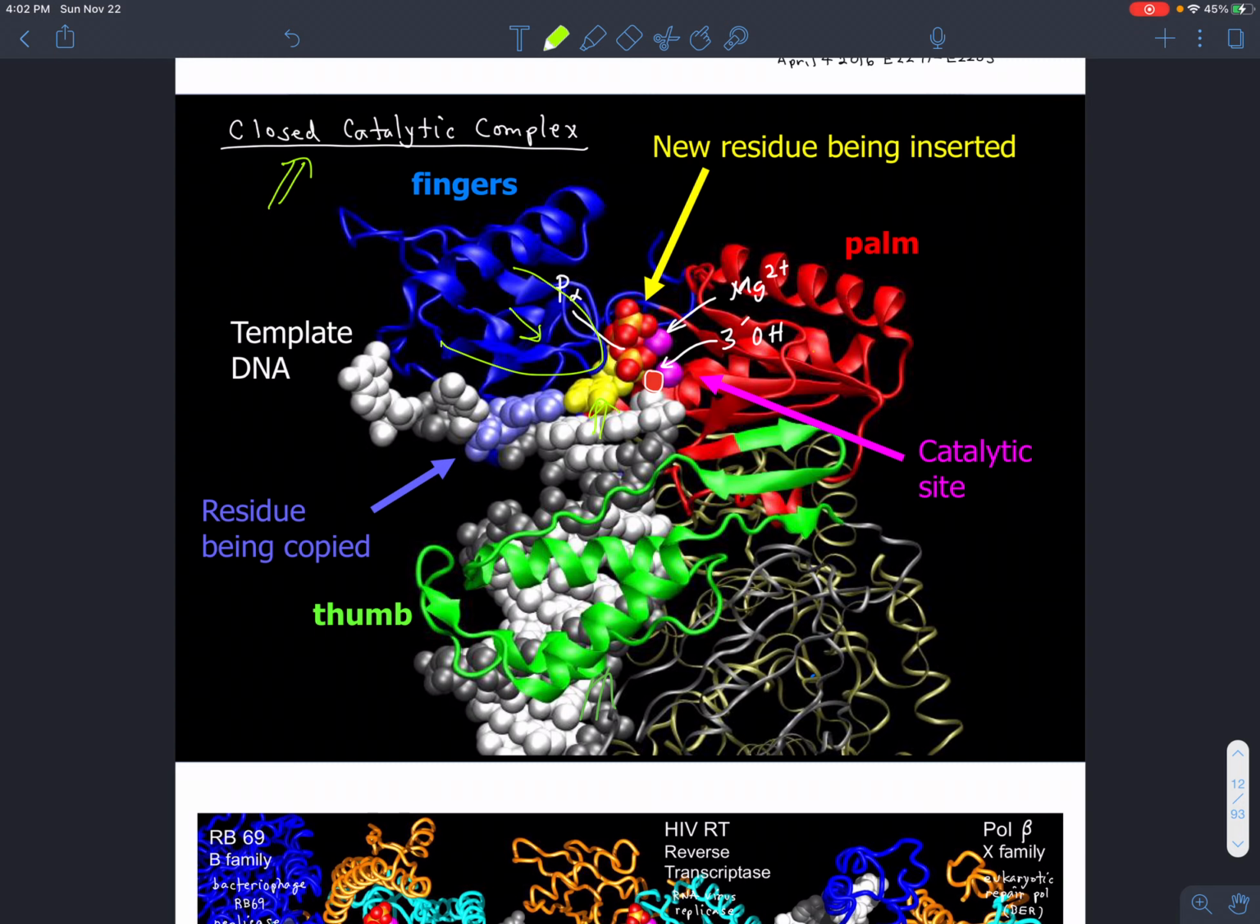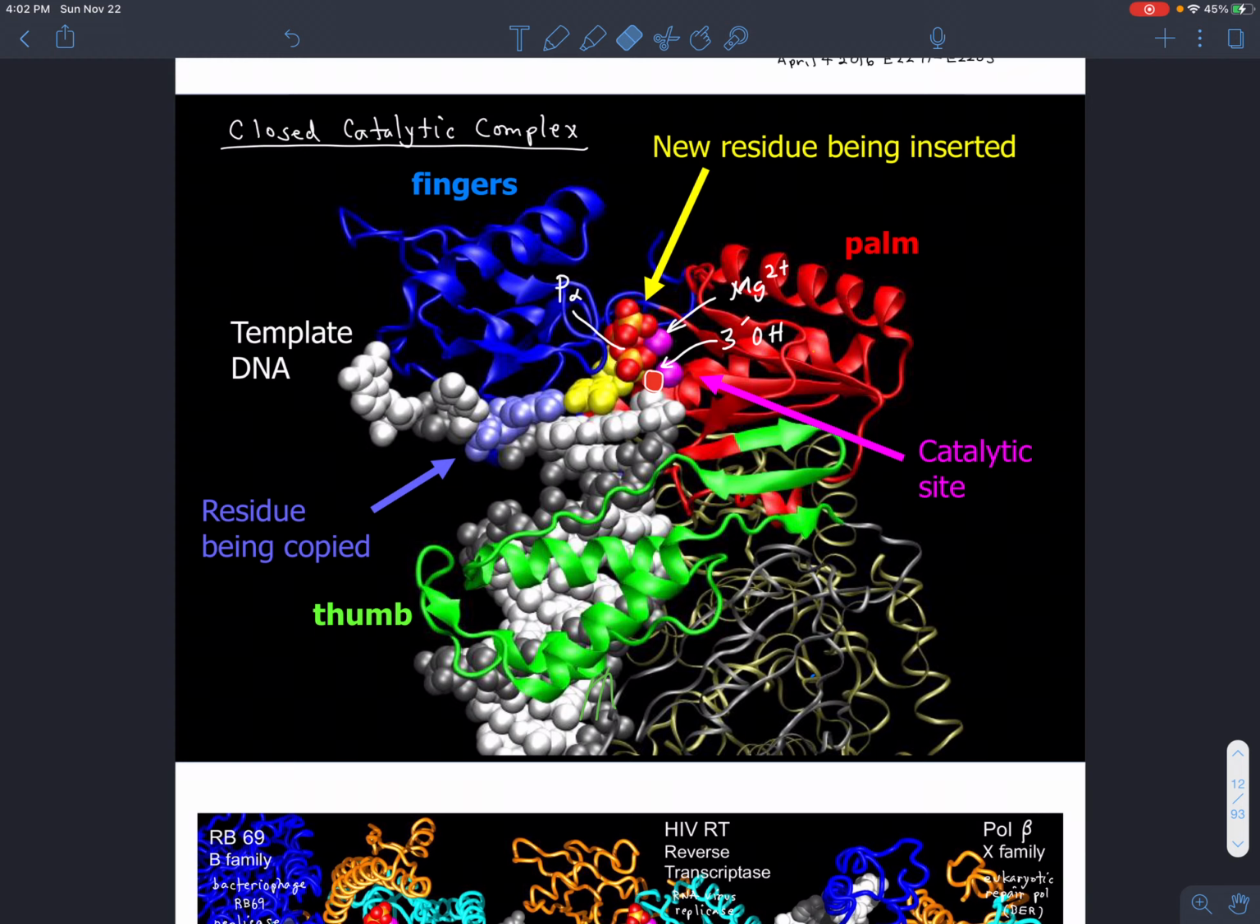We'll talk about that later. Anyway, it can open up, and when it's open, then new nucleotides can come in. So during the course of a cycle, a cycle starts with the fingers open, then they close, and after they close and basically check to see if the correct nucleotide is in place, then catalysis takes place, and then all kinds of things happen after that. We'll talk about that. All right, that's the structure.